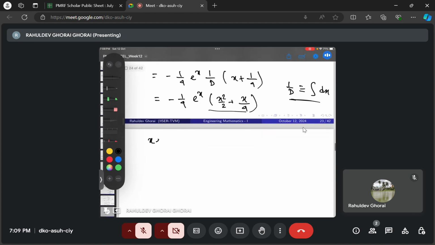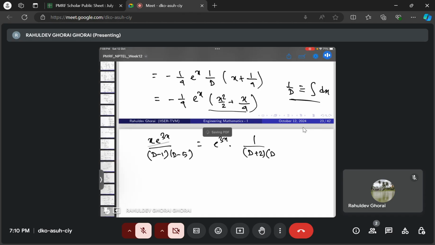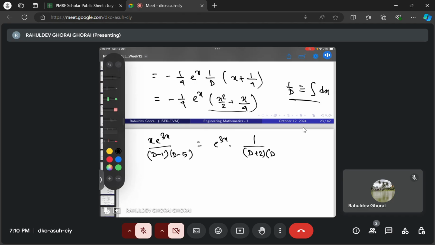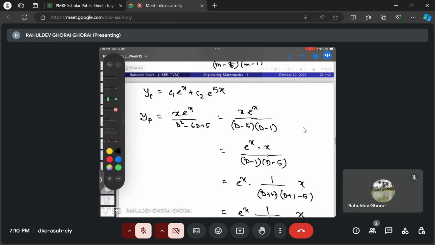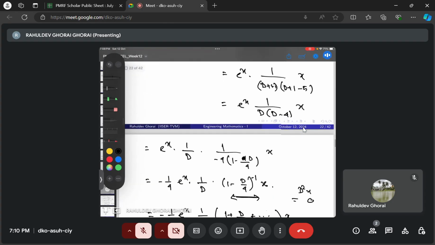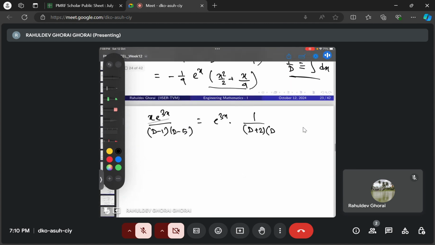So if you had x e to the power 3x, then you have D minus 1 times D minus 5. If you take out the 3x, then it would be 1 over D plus 3 minus 1, so D plus 2, and D minus 2, right? Then the terms combine, and only x remains. So that gives you 3x times 1 over D square minus 4.